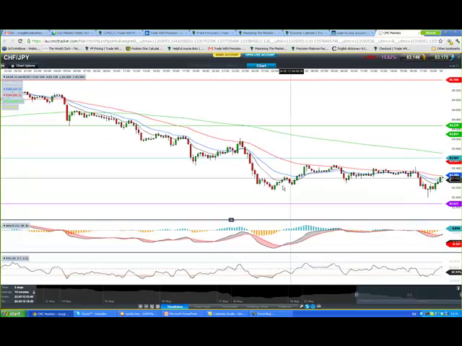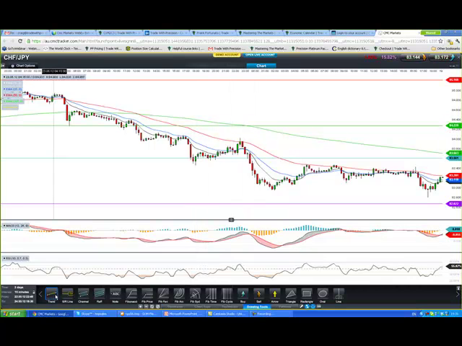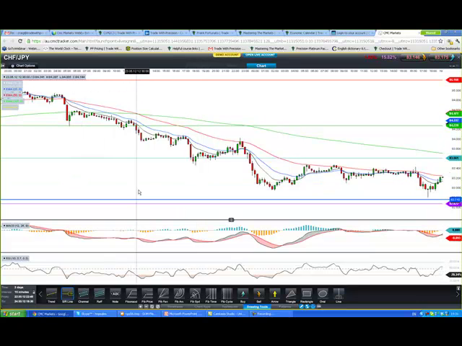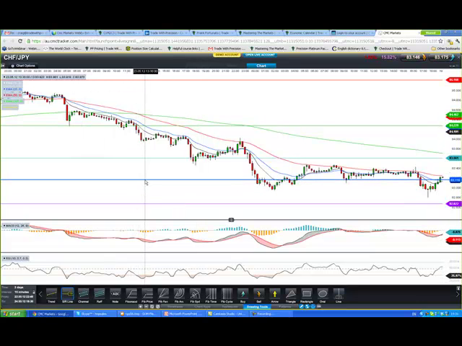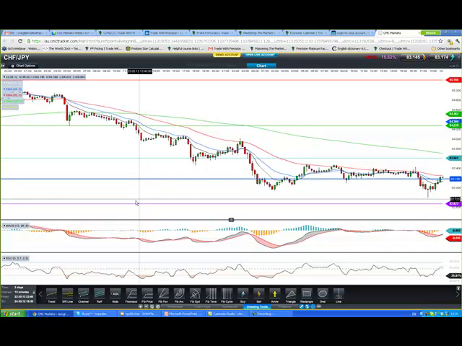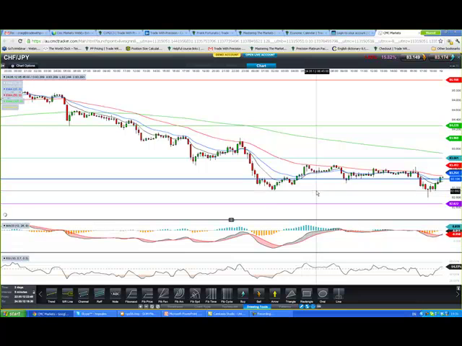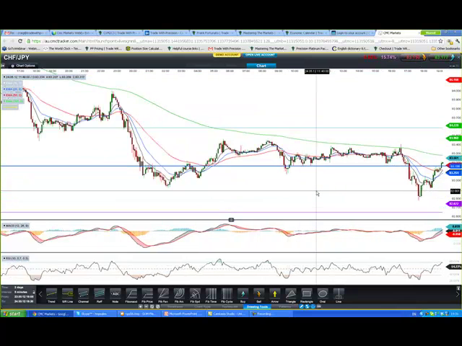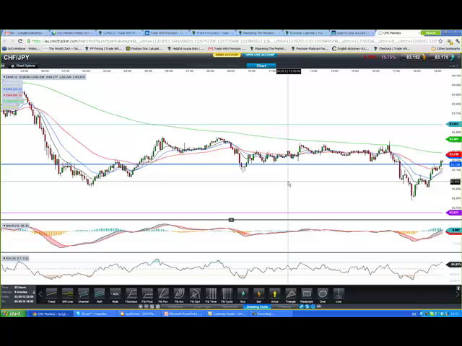Okay, let me just point something out right here. I'm going to go to my drawing tools, get the horizontal line. That's the tool that I use more than any other tool, to be honest. So if I just draw in a level right there, what is it, 83.13, and zoom in just a touch, you can see there's a bit of support there.